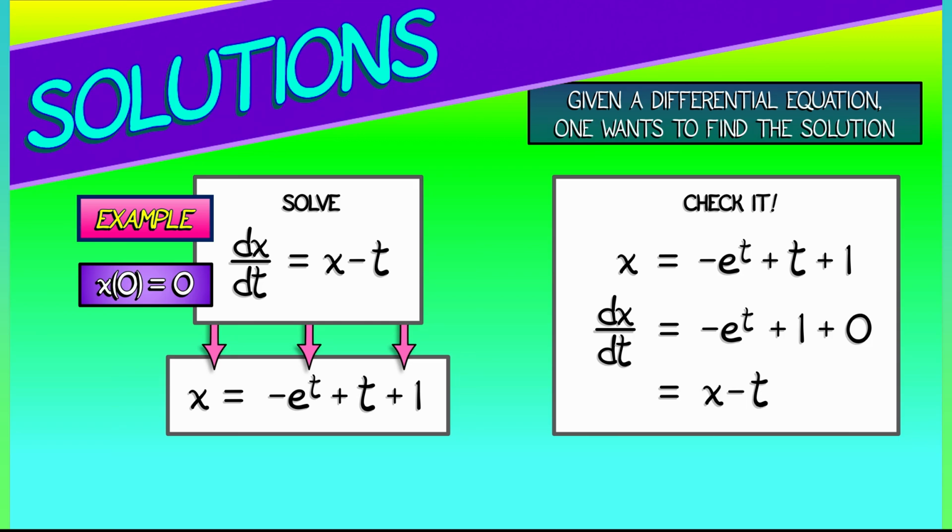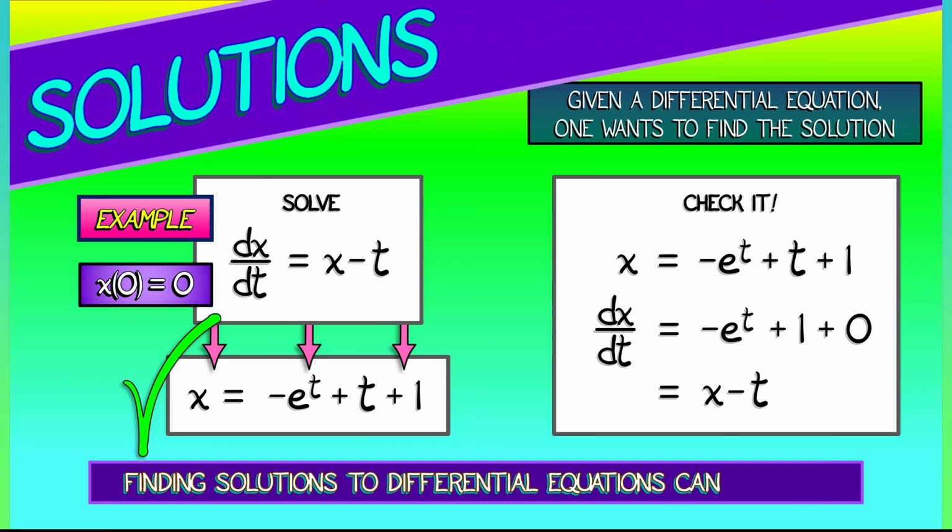Right? If I take that expression for x, remove a t, I get negative e to the t plus 1. That's dx dt. That means this works. This putative solution is, in fact, the solution. Checking, of course, that x of 0 equals 0. Now, in general, finding solutions to differential equations can be hard, can be not so obvious. We're going to, for the moment, stick to differential equations that are maybe not so bad to solve.